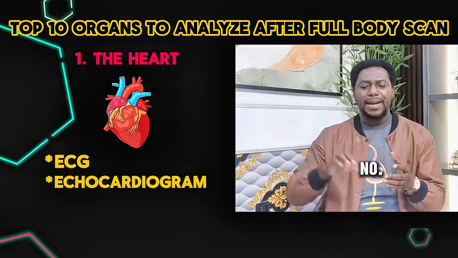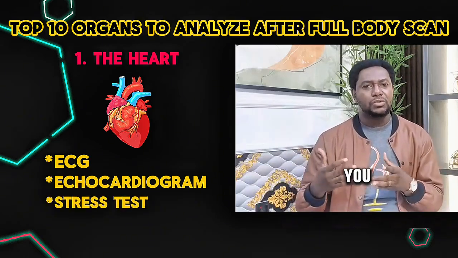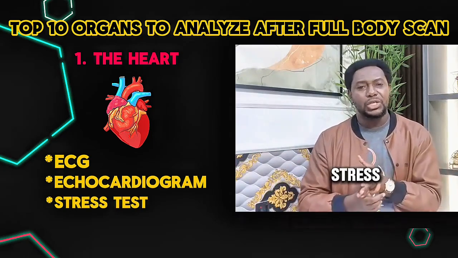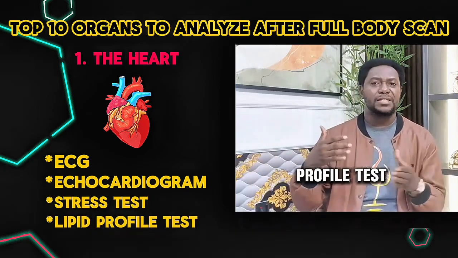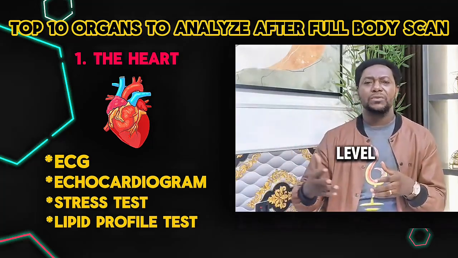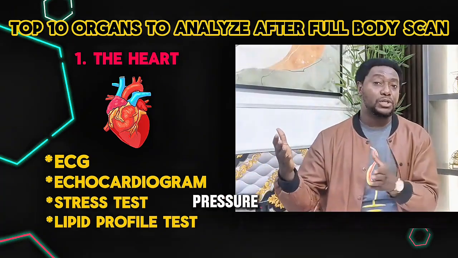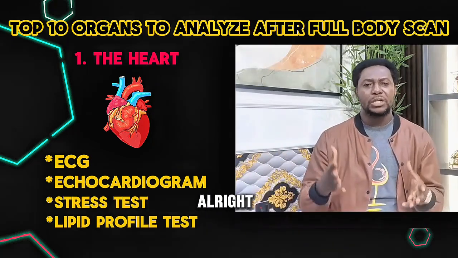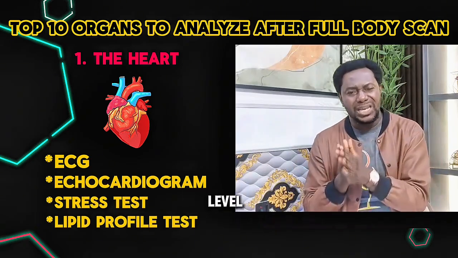Number 3, you can also go for a stress test. You go there and tell them you want to run a stress test. If the heart is being stressed, you need to run a stress test to know what is going on there. Number 4, you could go for a lipid profile test. When it comes to the lipid profile test, you are investigating the HDL level, the LDL level, the triglyceride levels, and so on. Number 5, you can also go for a blood pressure test. It's also a device that you can have at home, a sphygmomanometer, to check for high blood pressure or low blood pressure, or if your blood pressure level is normal.